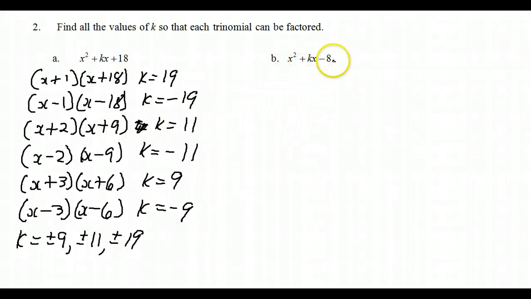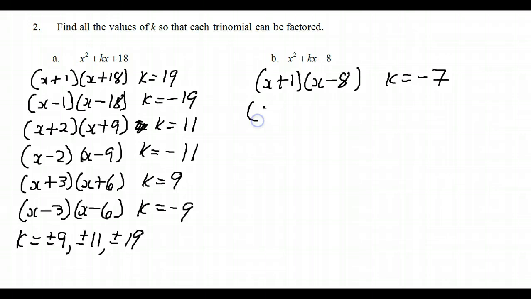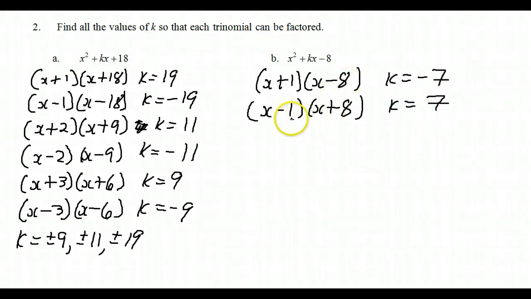Okay, x squared plus kx minus 8. I need two numbers that multiply to 8. One is positive and one is negative. So x squared minus 8x plus 1x will be minus 7x. That'll give us k is negative 7. We can do the same thing but with the opposite signs. X squared plus 8x minus 1x is plus 7x minus 8. Okay, the important thing is that these two multiply to negative 8. So k is 7.